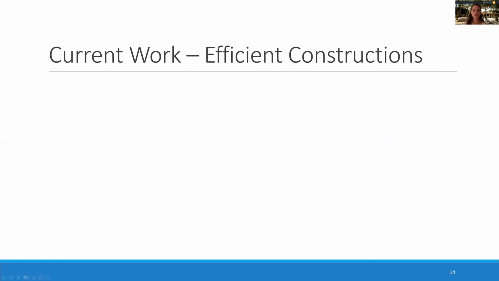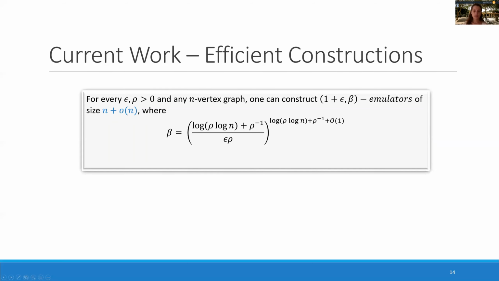We've also devised efficient distributed and centralized algorithms that build ultra-sparse emulators. Specifically, we've shown an algorithm that, given parameters ε and ρ, constructs a (1+ε, β)-emulator of size n + o(n). The running time of the algorithm is O(|E| · n^ρ) in the centralized model, and O(β · n^ρ) in the distributed CONGEST model.